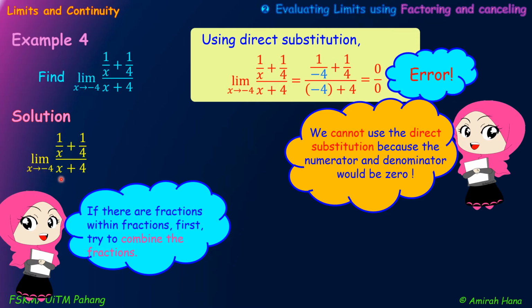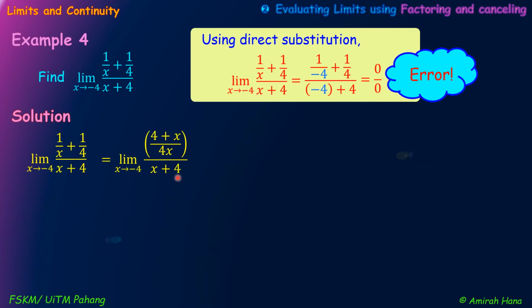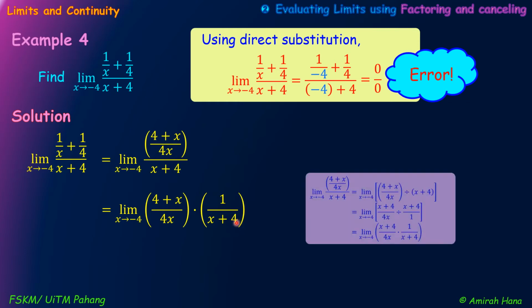From the given question here, we can write, we standardize the denominator here, so we get 4x. And then we have numerator 4, we multiply this, so we get 4 plus x. So we have a fraction, and then a fraction within a fraction here, over x plus 4. After that, we can write (4 + x) over 4x times 1 over (x + 4).